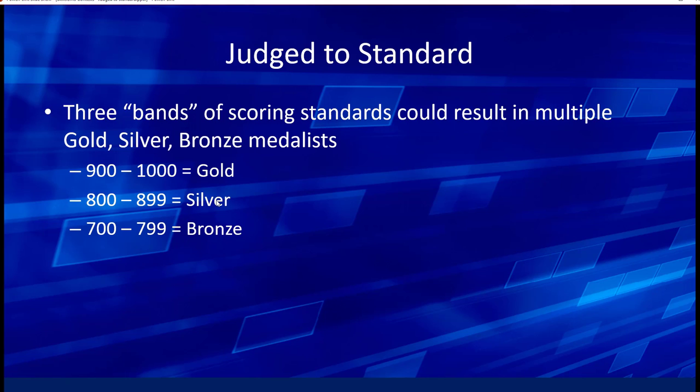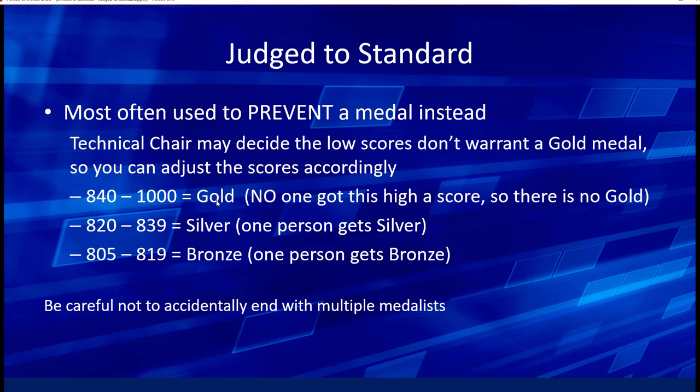It used to be fairly common, but these days nobody uses this except for when a technical committee might want to prevent a medal. So what we see most commonly with this is a technical chair may decide that the scores are too low for a particular contest and they don't warrant anyone getting a gold medal. And the technical committee or the judges may come to you and say, hey, I don't want anybody to get a gold medal. I just want to award silver and bronze.